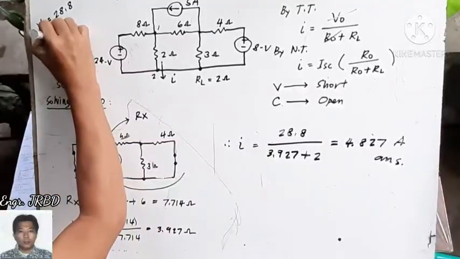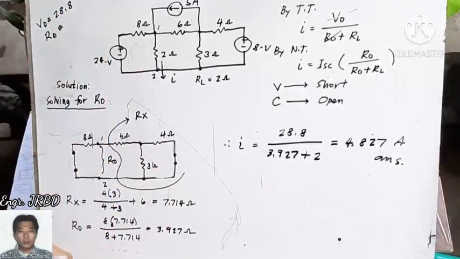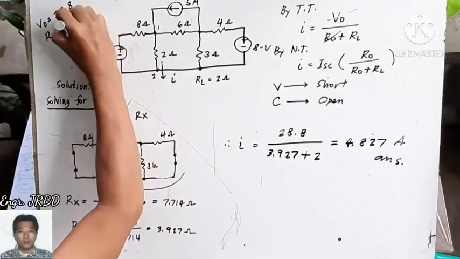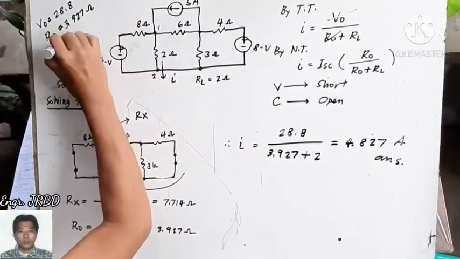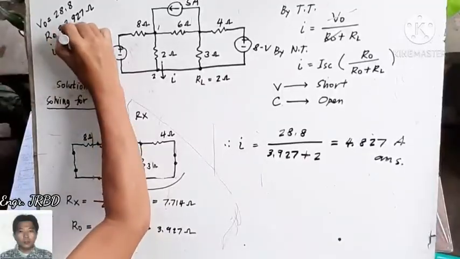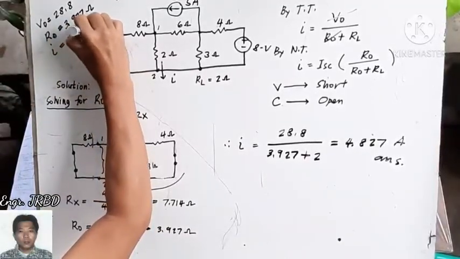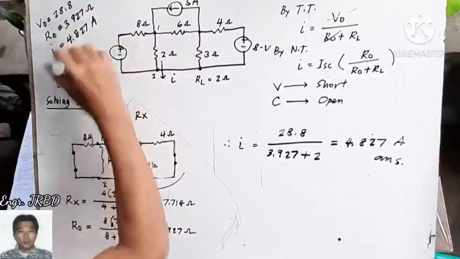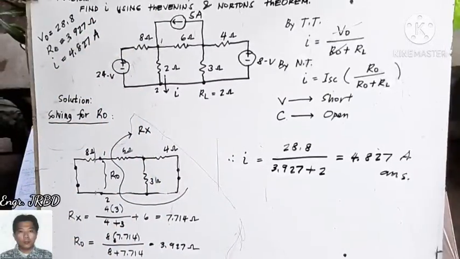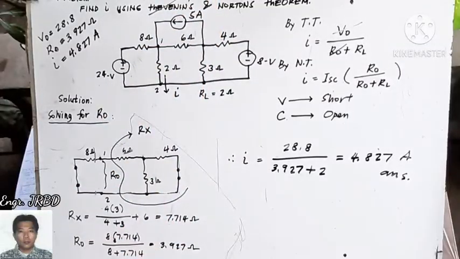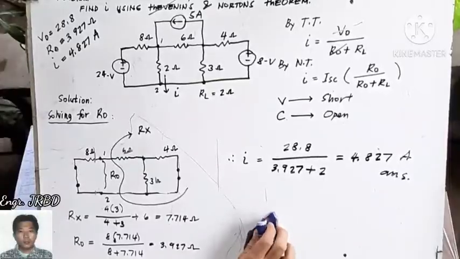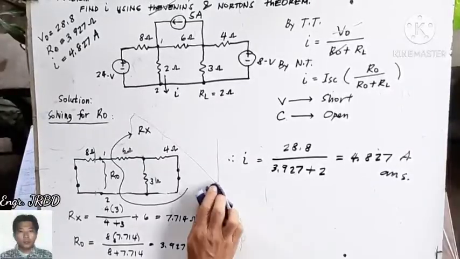Let's put it here: R sub O is 3.927 ohms, having a value of I of 4.827 amperes. Okay? That will answer for Thevenin's. How about for Norton's? Okay? Let us try also to solve the problem using Norton's.